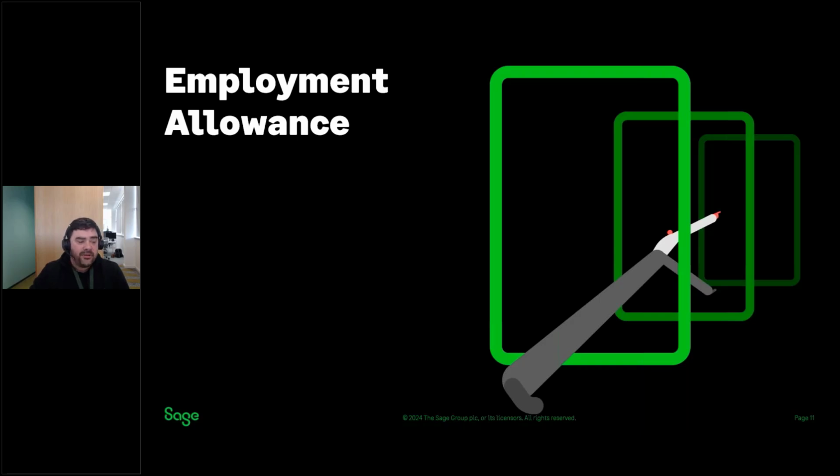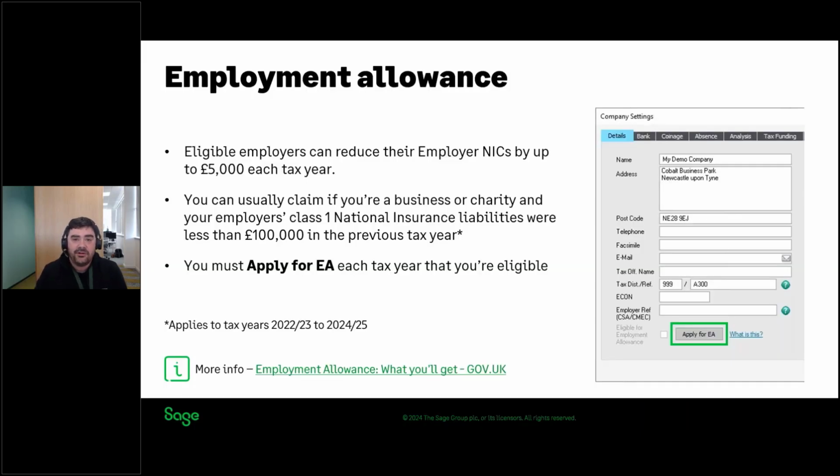So many of you will be familiar with this, but the employment allowance is a government initiative which enables eligible employers to reduce their employer national insurance contributions, currently by up to £5,000 each tax year. So if you're eligible for the employment allowance, you would usually claim it at the start of a tax year, and that will then allow you to reduce your payment to HMRC until you've used that full allowance up.